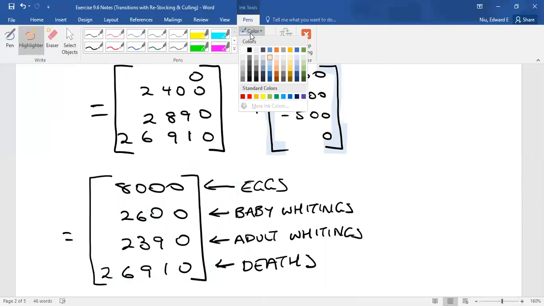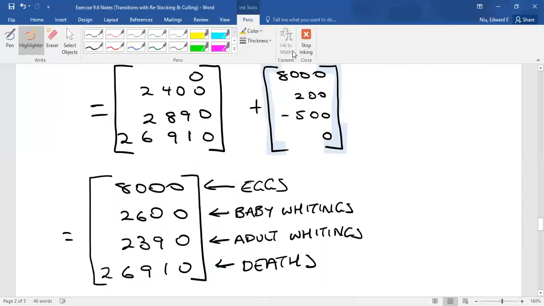Let's give this a color also. What color haven't we used? Is there a good orange? Orange is good. This is what we get after year 2.